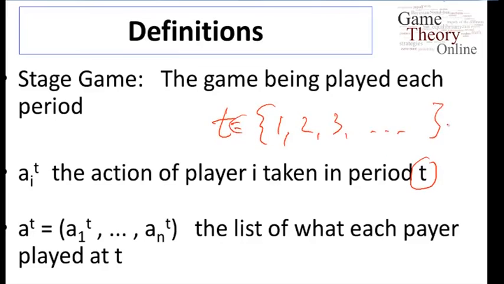Right. So we've got periods coming along, and then we can keep track of what was the action played by player i in time t, and we can keep track of as well what was the full set of actions played by all the players. So we have a list of what each player played at time t.